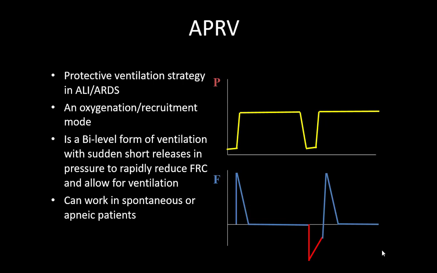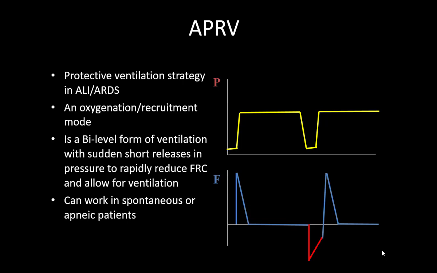The next mode, a little bit of modification of bi-level, is APRV. As the name suggests, it is airway pressure release ventilation. So you ventilate your patient on a high pressure, and in between you just release the airway pressure. Why do we want to release? So that CO2 can be expelled out. It is a lung protective ventilation strategy in ALI and ARDS. Oxygenation and recruitment is done by the high pressure. It is a bi-level form of ventilation with a sudden short release in the pressure to rapidly reduce the FRC and allow for ventilation or CO2 removal.